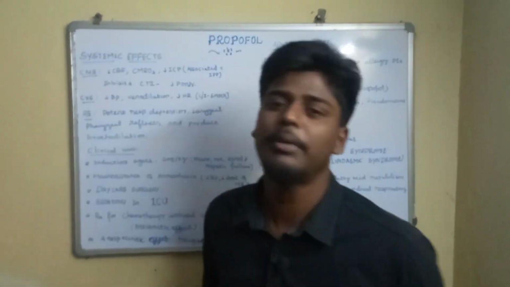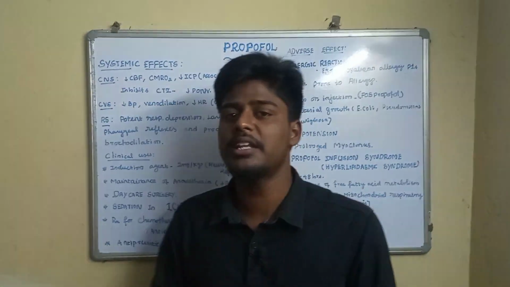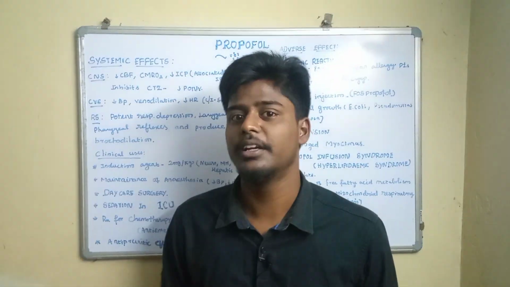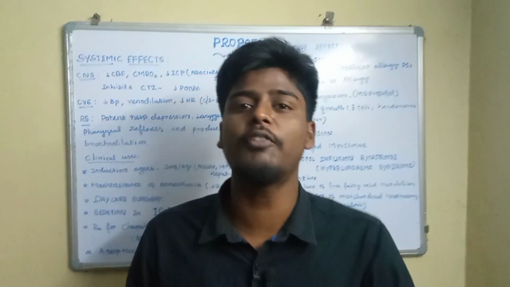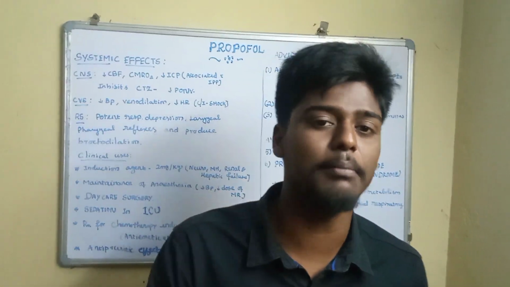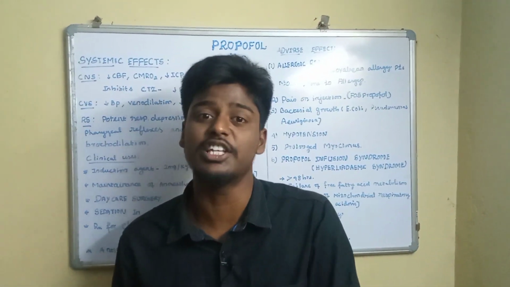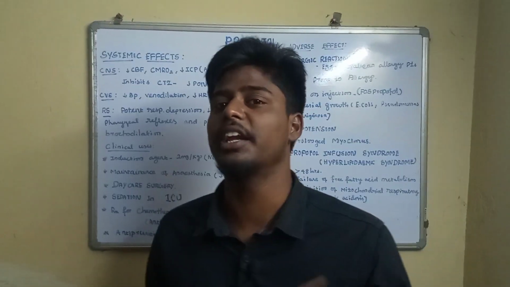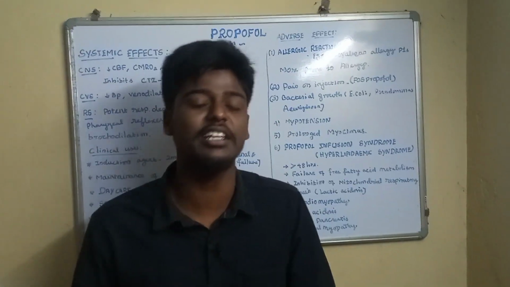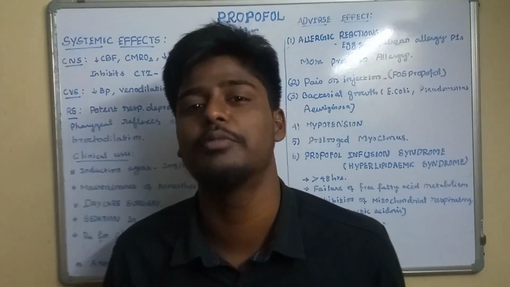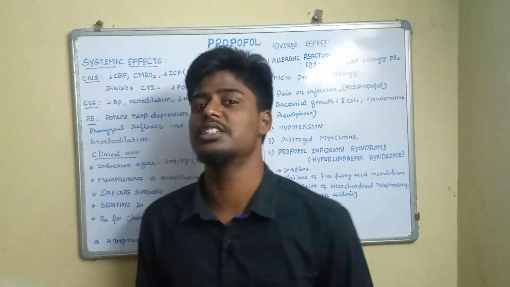First, we will learn about the systemic effects of Propofol. In three main systems, what will Propofol do? In the central nervous system, Propofol decreases cerebral blood flow, cerebral metabolic rate, cerebral consumption of oxygen, and intracranial tension. Due to these decreases, Propofol is the second most preferred drug for neurosurgical anesthesia.